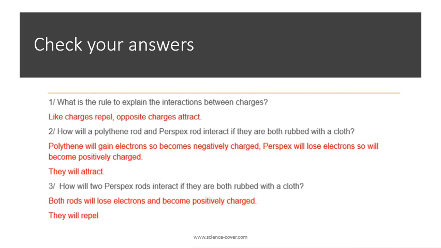How will two perspex rods interact if they are both rubbed with a cloth? Both rods will lose electrons and become positively charged, so they will repel.